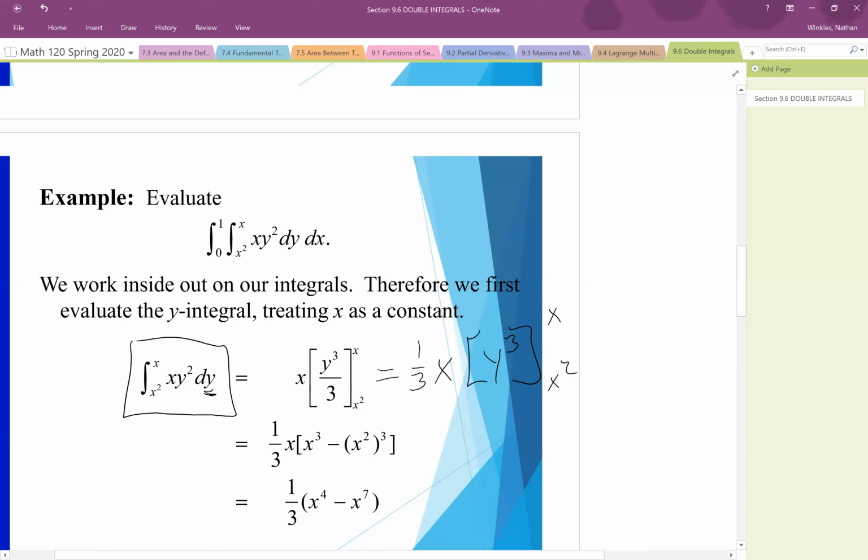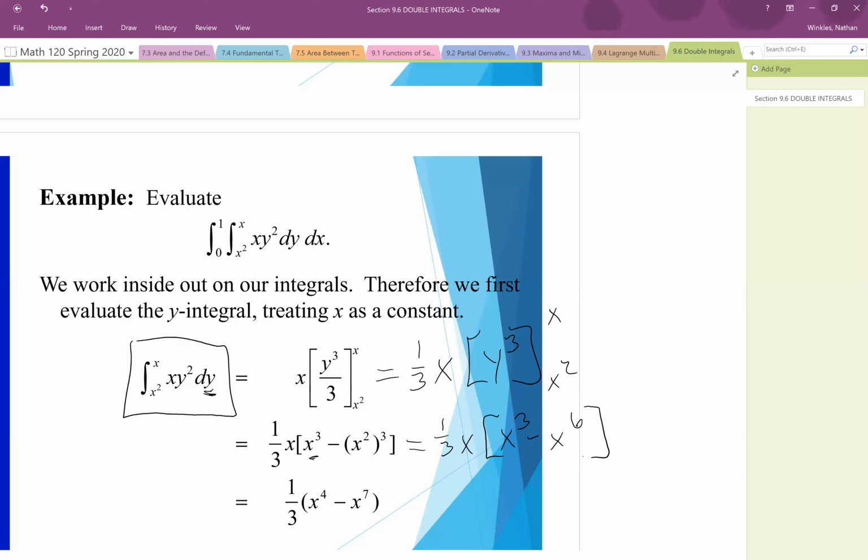So when we plug in x for everything, we get x cubed. Then we subtract what we get when we plug in x squared, by the fundamental theorem of calculus. So we would have 1/3 x times x cubed minus x to the 5th. X to the 6th, sorry. It's all right. It's just an algebra mistake. We all make mistakes.